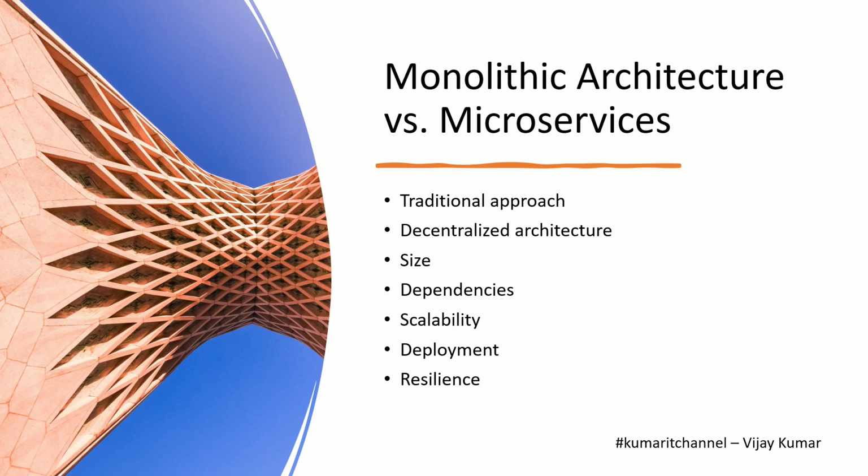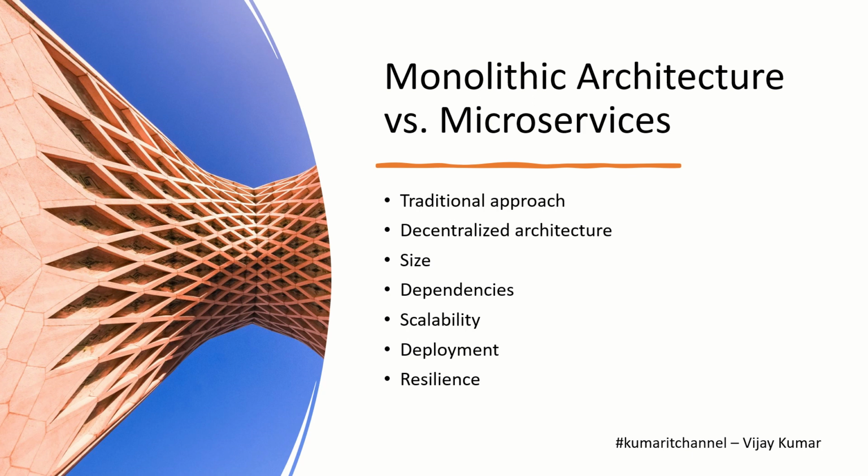this monolithic architecture and the microservices, right? The first is the size. When we say size, monolithic architecture tends to be larger and more complex, while microservices architectures are smaller and more modular. And talking about the dependencies, when we compare these two, monolithic architecture has a lot of dependencies between components, making changes, deployments, and updates harder. Whereas microservice architectures are designed to be loosely coupled, with each service having its own independent set of dependencies.